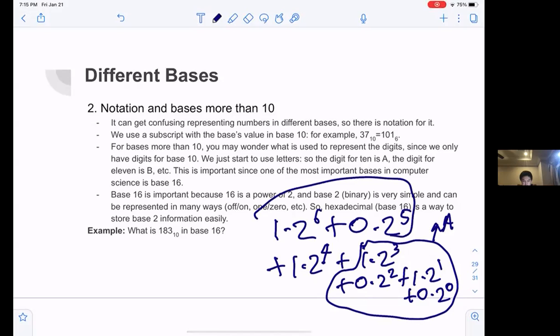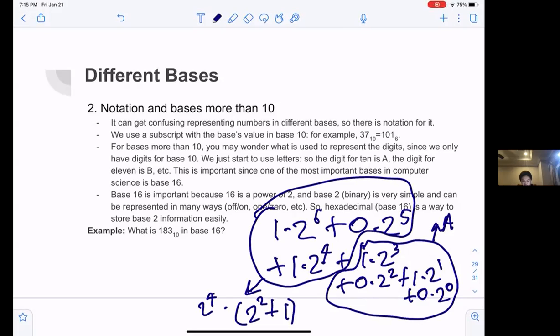And this, if we factor 2 to the 4th out of this, 2 to the 4th times 2 squared plus 1, is equal to digit 5, 0 in base 16. But the thing is, we're guaranteed that if we group them by powers of 2 to the 4th like this, then we will get all the digits one by one. So the first digit is 5, the next digit is A. So that's how you convert to base 16.